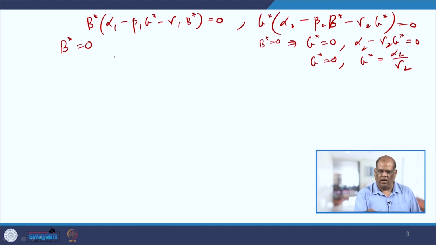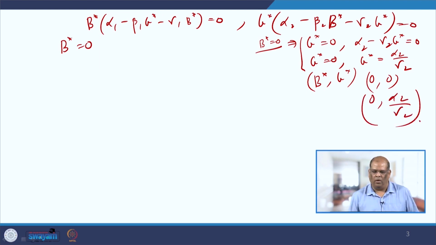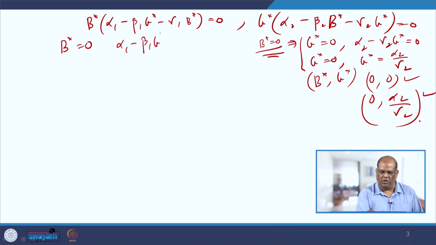So, combining these two, we will have our solution in the form b star, g star, where b star is 0: 0, 0 and another value 0, alpha 2 by gamma 2. So, if b star equal to 0, you have these two solutions, and also we have alpha 1 minus beta 1 g star minus gamma 1 b star equal to 0.